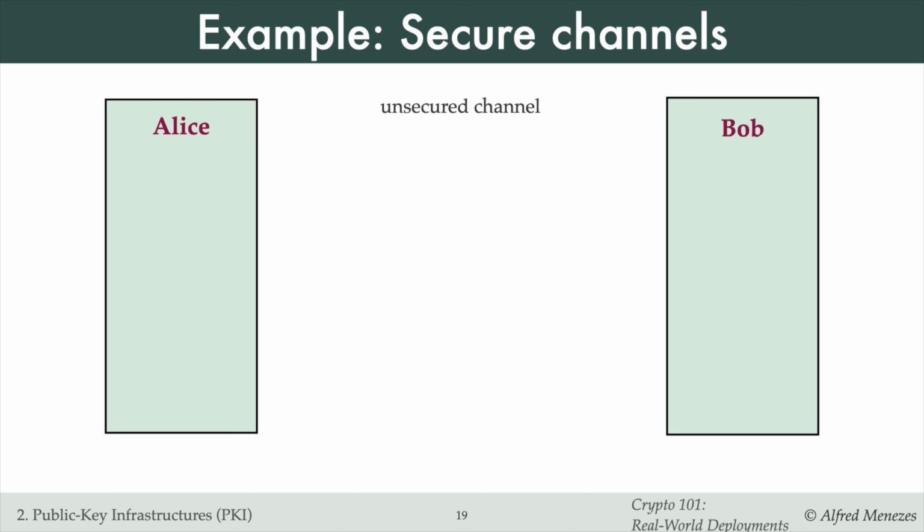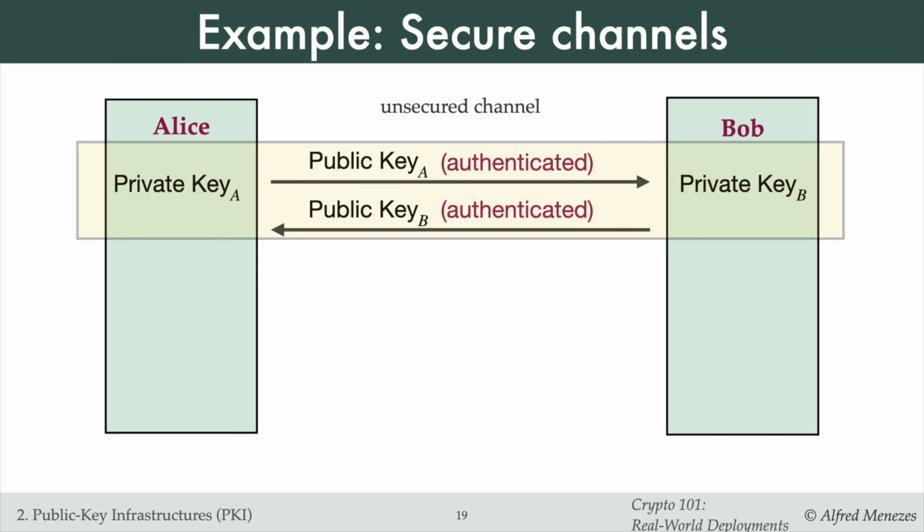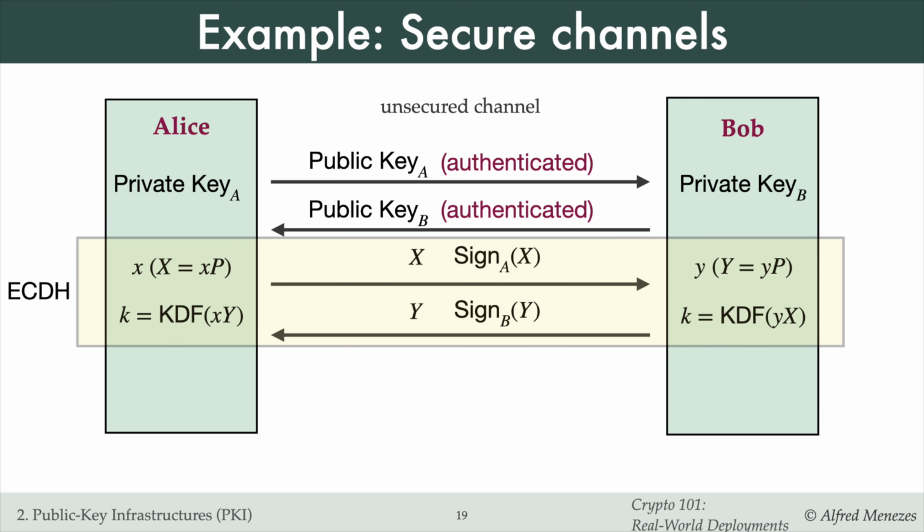In the previous video, we saw two examples highlighting the importance of authenticating public keys that are used to verify digital signatures. The first example was of establishing a secure communications channel. Alice and Bob exchange authenticated public keys, which serve as verification keys for a signature scheme such as ECDSA. They then perform the authenticated elliptic curve Diffie-Hellman protocol, ECDH. So Alice sends Bob a randomly selected elliptic curve point X, along with her signature on X. Bob checks Alice's signature using Alice's public verification key.